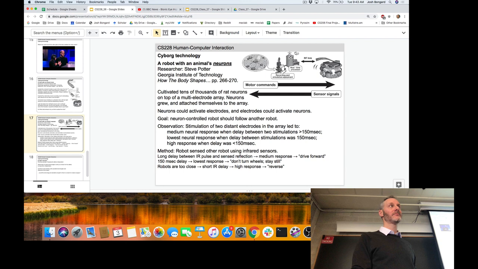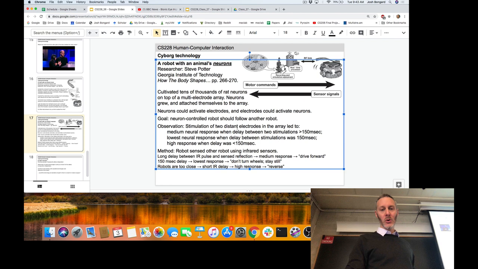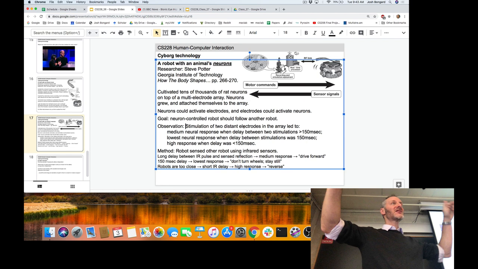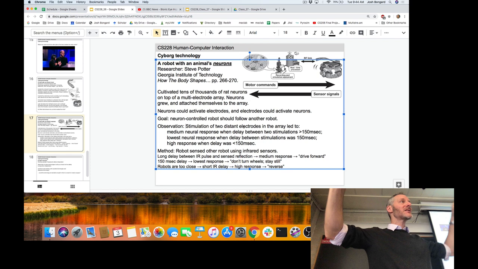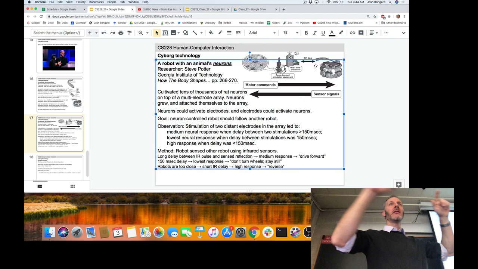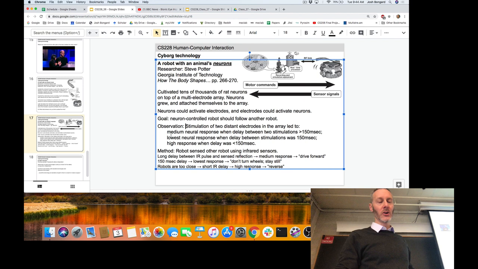In this particular plating, what they found is that there were two particular electrodes distant from one another. And when they stimulated those two electrodes with electricity, but supplied that electricity at different time intervals, so they'd stimulate one electrode and then the other, depending on the delay between those two signals, they could elicit a particular neural response. So if the delay between the two stimulations was greater than 150 milliseconds, they got a medium neural response, a medium average response from neurons that were at or near those two electrodes.